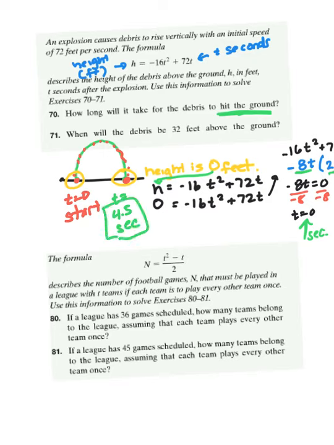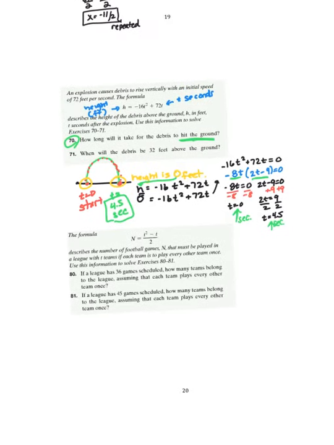All right, so I hope that helps with number 70. For 71, when will the debris be 32 feet above the ground? You know where that 32 is going to go. It's going to go in the height. All right, so good luck, and let me know what questions you have on this section.